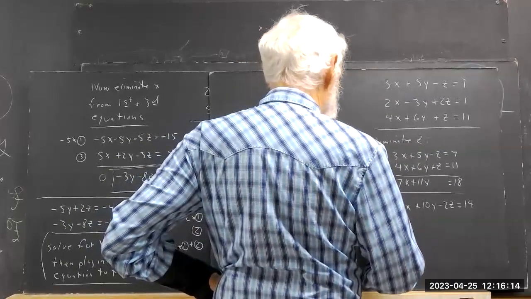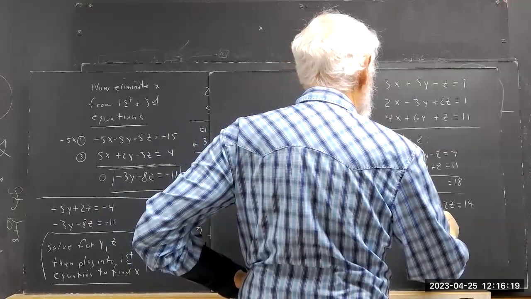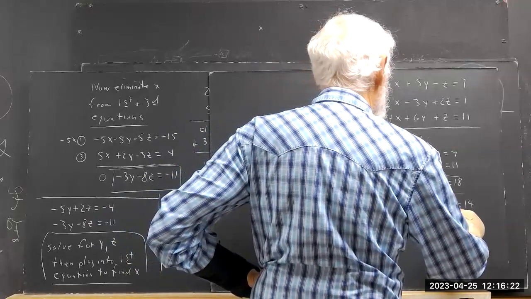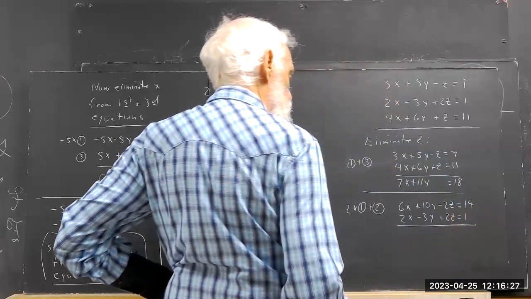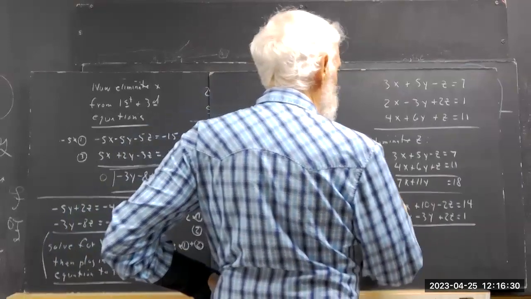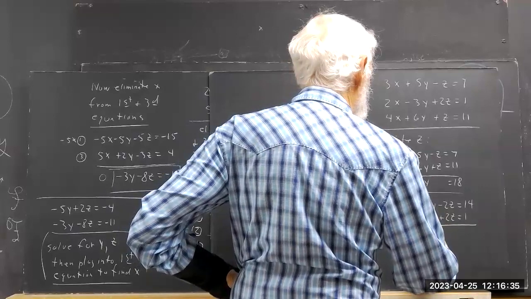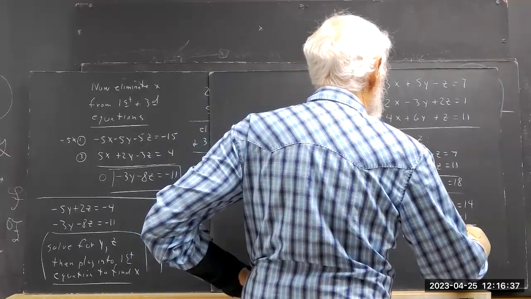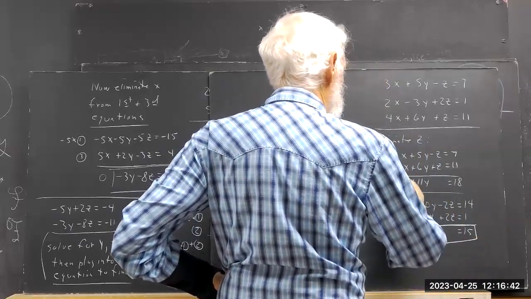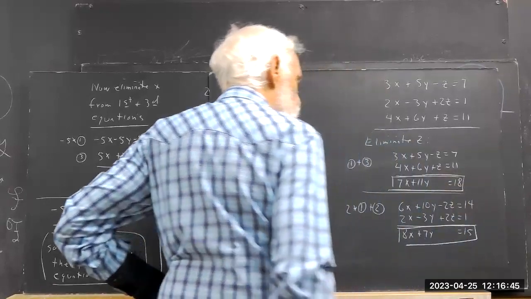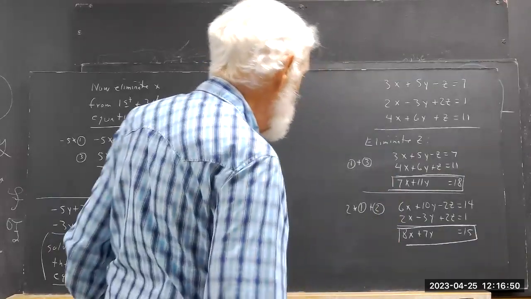That was the first equation. And the second equation is 2x minus 3y plus 2z equals 1. 6x and 2x gives me 8x. 10y and negative 3y gives me 7y. And 14 and 1 gives me 15. I have this equation, and this equation. I'm going to go ahead and solve these.